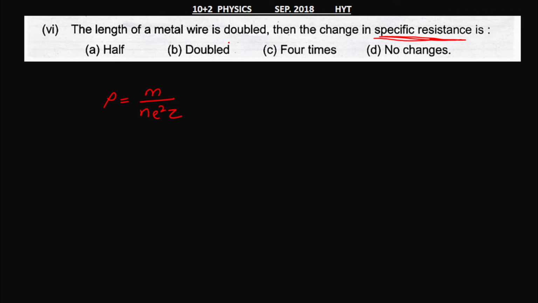Basically we can say that the resistivity depends upon the basic nature of the material but not on the dimensions, so it will not change. So D is the right option for question number 6. Now moving towards the next question, that is question number 7.